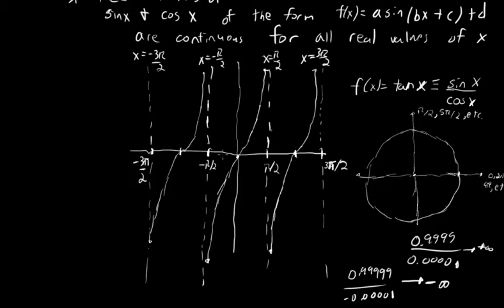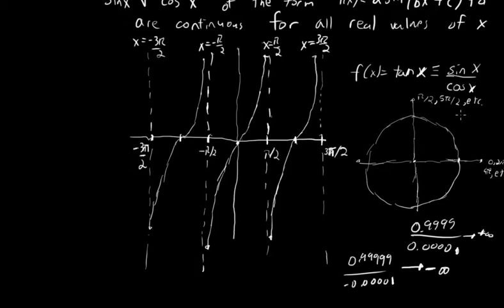And the same is the case on either side of every other odd multiple of pi over 2. So if you notice here, when the denominator is 0, or when x is an odd multiple of pi over 2, that makes cosine of x 0. With the denominator 0, we have infinite discontinuities.